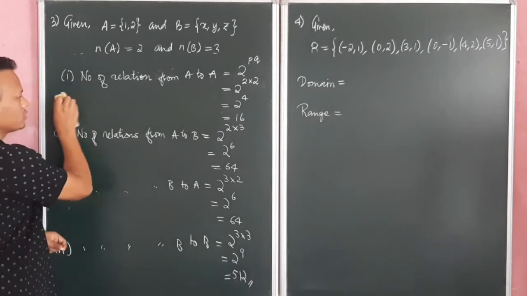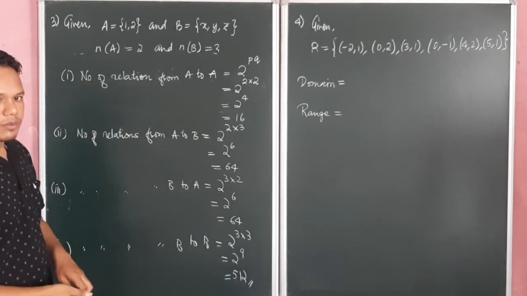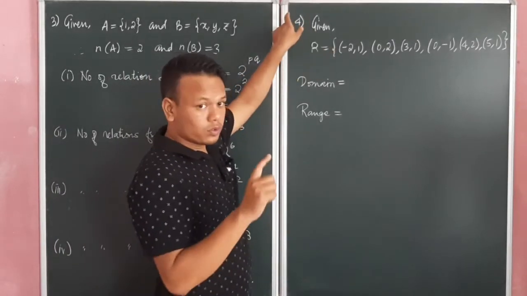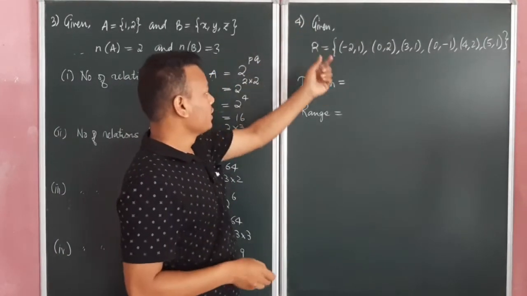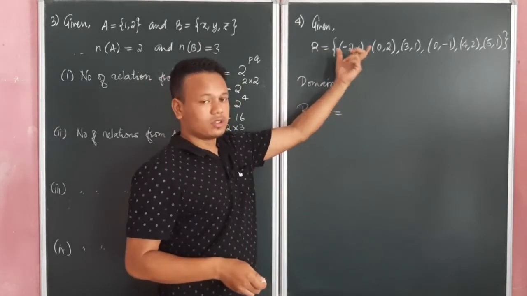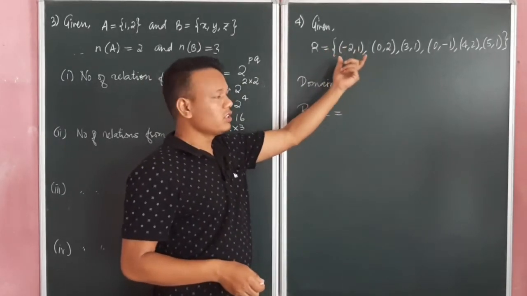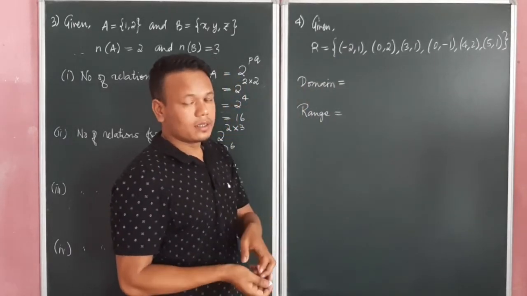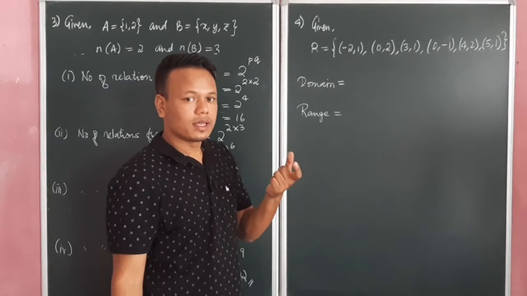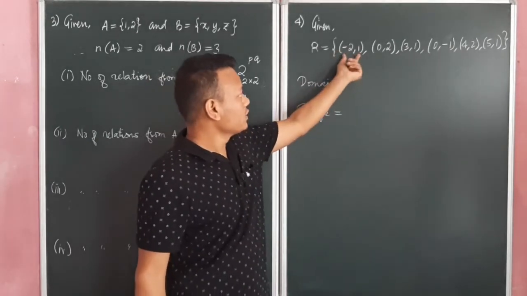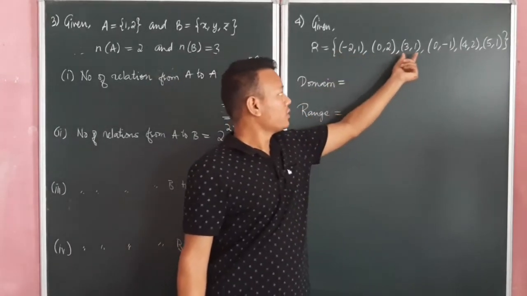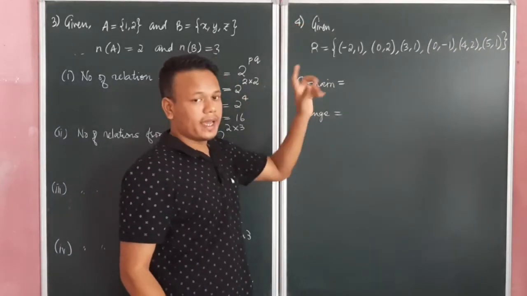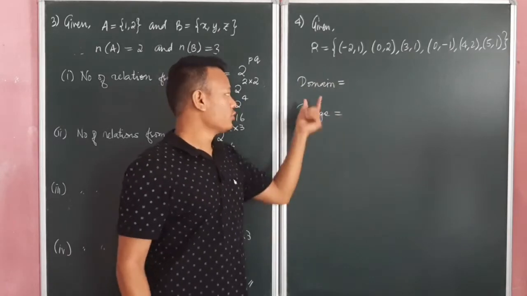Now, having understood this problem, let's move on to the second problem. That is the fourth question for the day. This is given to you, this is the relation, given in roster form. We know that in a relation the elements are ordered pairs. See, this is one ordered pair, this is also an ordered pair, so all of them are ordered pairs. This gives you the relation.